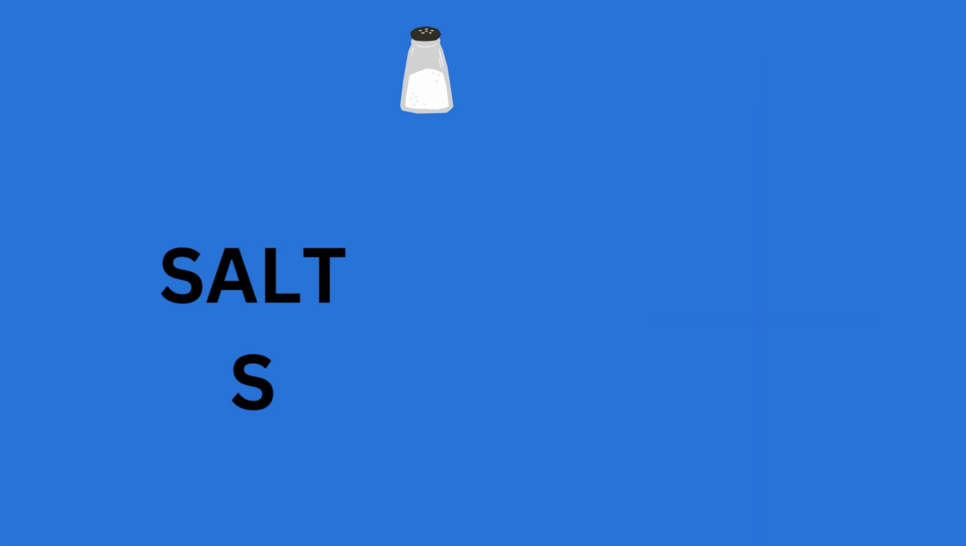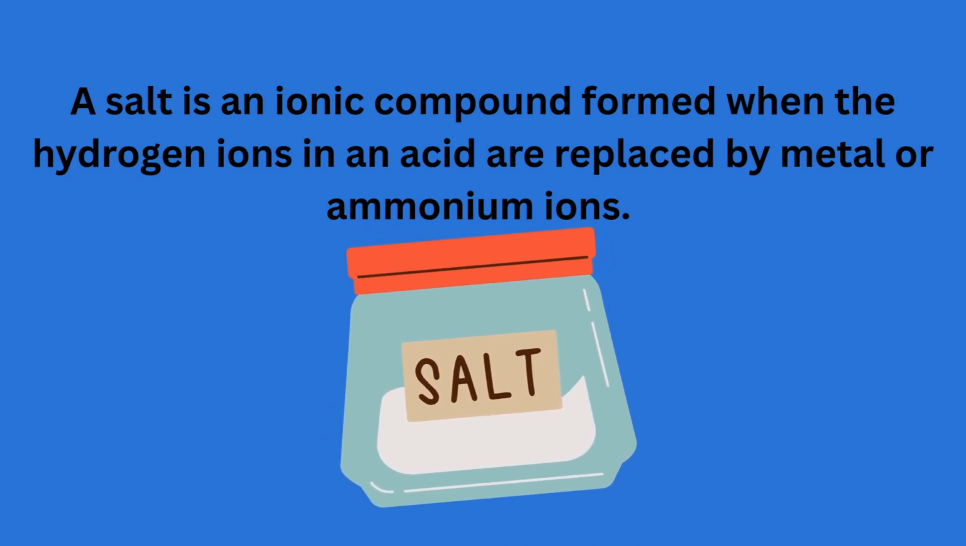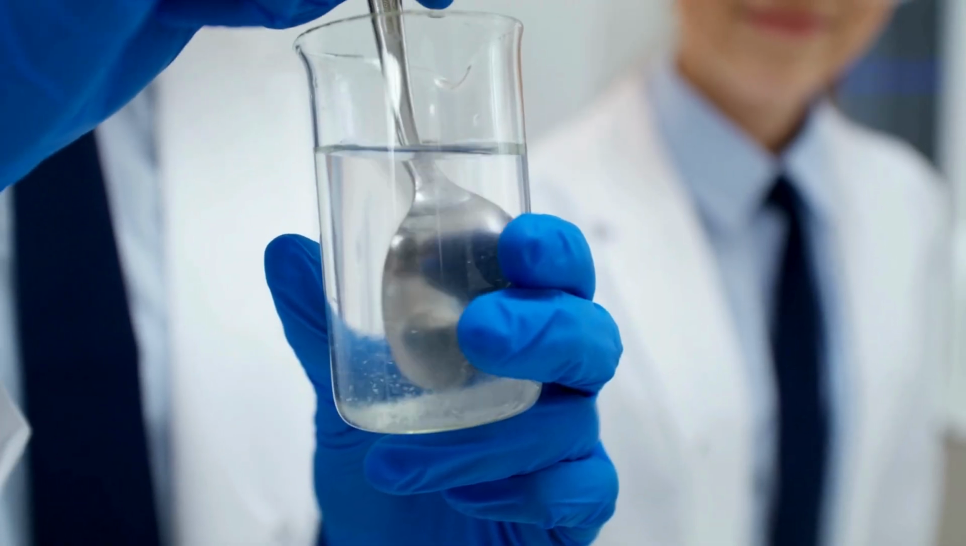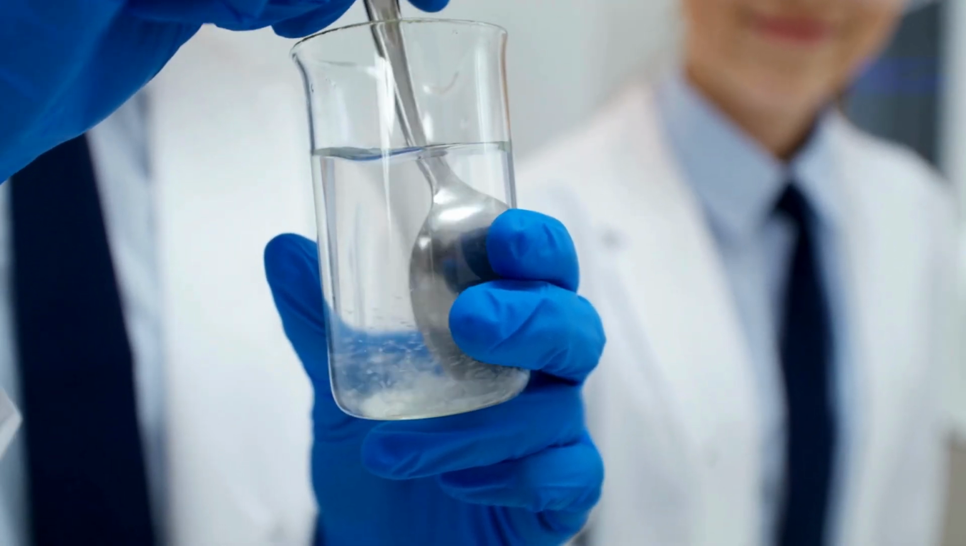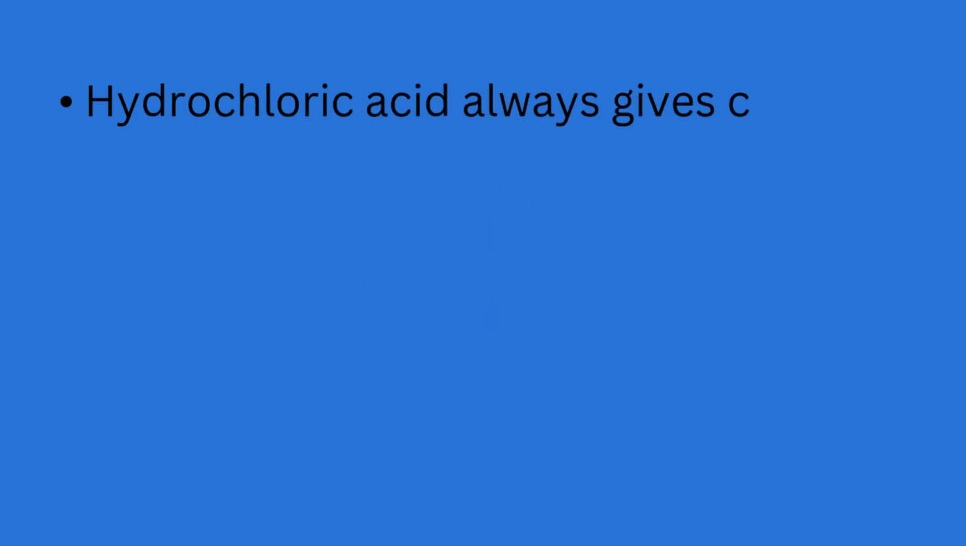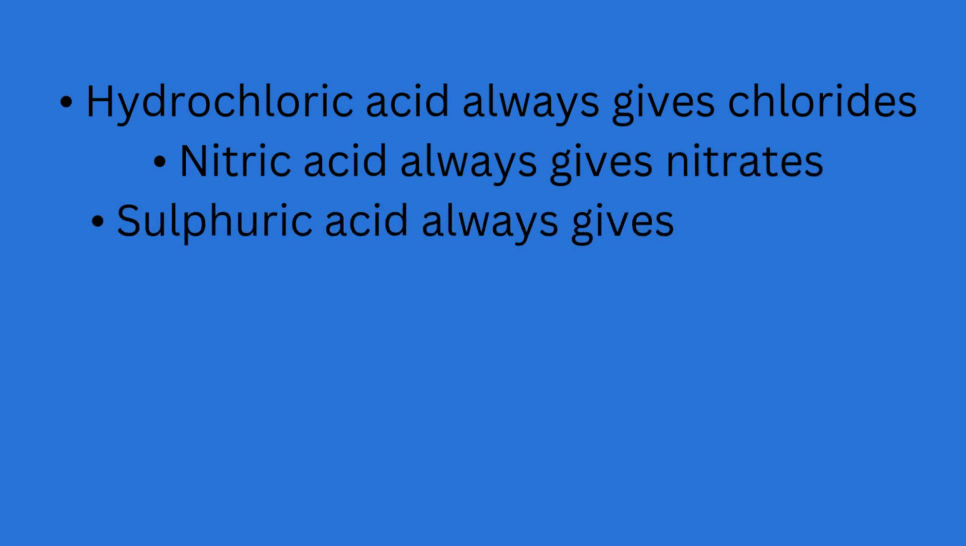Today we are going to dive into a very interesting topic covered in Form 2, a topic on salts. A salt is an ionic compound formed when the hydrogen ions in an acid are replaced by metal or ammonium ions. Names of salts are derived from the metal or ammonium radical and the acid radical from which they are formed. From the name of the salt you can tell the acid that was used because hydrochloric acid always gives chlorides.